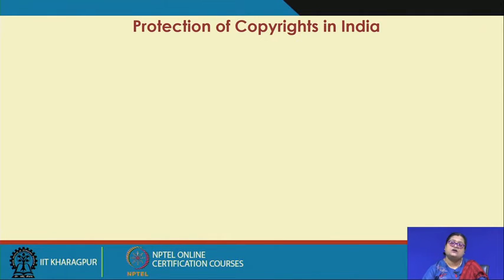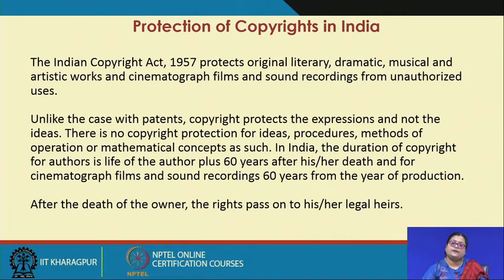Next, we will go for discussion of the protection of copyrights in India. The Indian Copyright Act 1957 protects original literary, dramatic, musical and artistic works and cinematograph films and sound recordings from unauthorized uses. Unlike the case with patents, copyright protects the expressions and not the ideas. So, in patent it is in idea form, in copyright it is in expression form. There is no copyright protection for ideas, procedures, methods of operation or mathematical concepts as such. In India, the duration of copyright for authors is the life of the author plus 60 years after his or her death, and for cinematograph films and sound recordings 60 years from the year of production. After the death of the owner, the right passes on to his or her legal heirs.